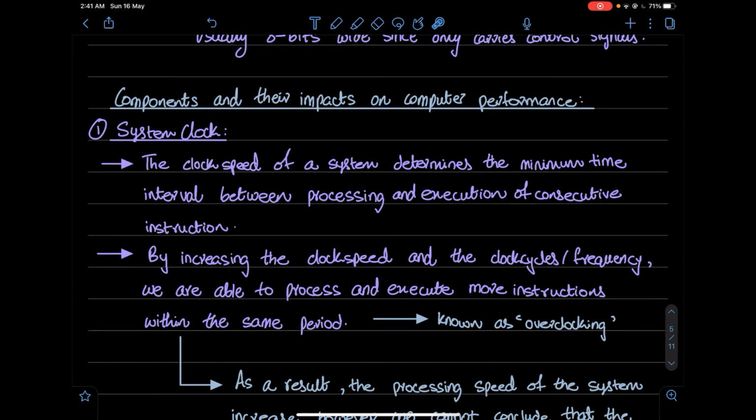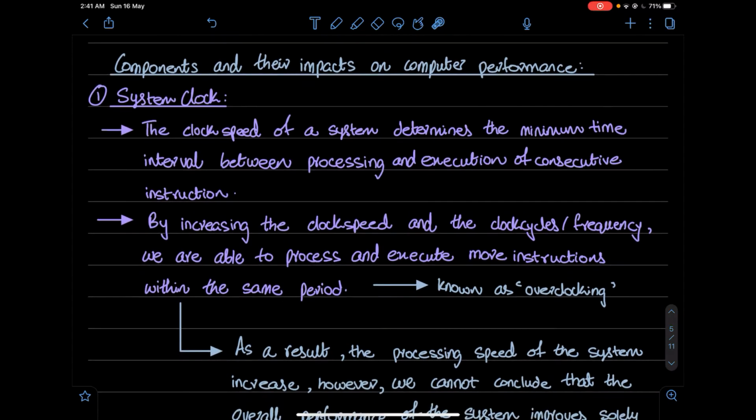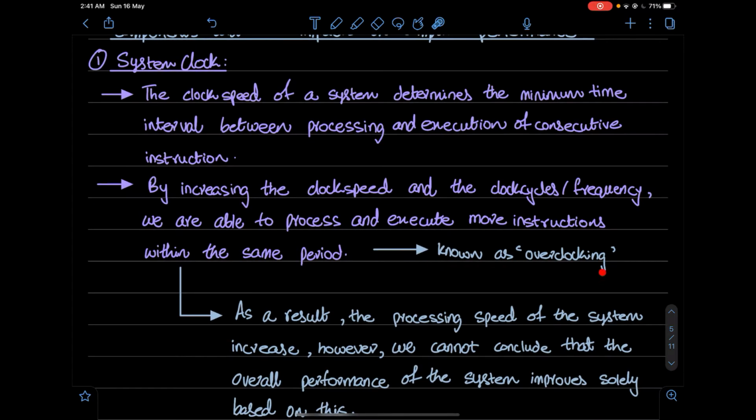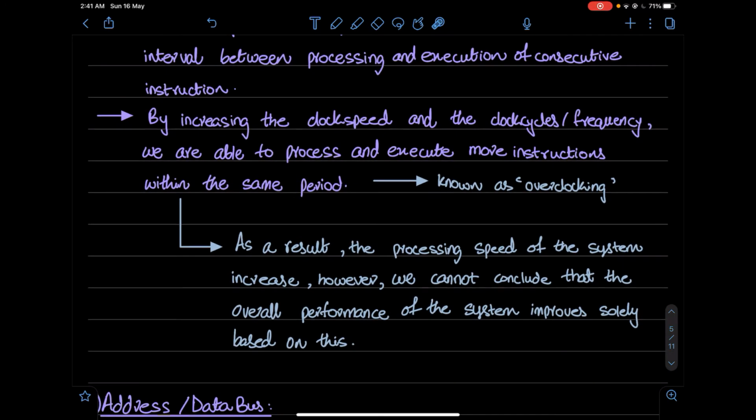By increasing the clock speed and the clock cycles, you are able to process and execute more instructions within the same period. Like if you are performing one instruction per second, now you're able to perform two instructions per second. So you're increasing the clock speed, right? This is also known as overclocking, as I have indicated right here. And as a result, the processing speed of the system increases.